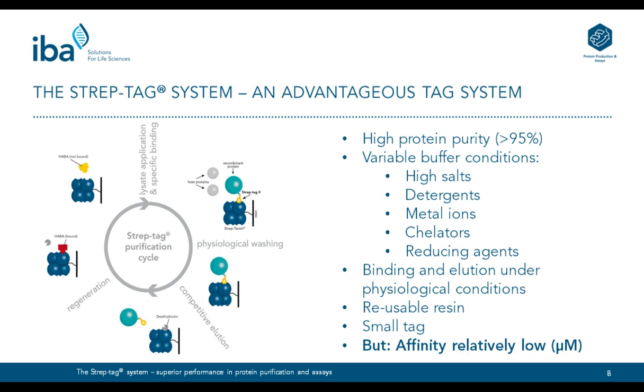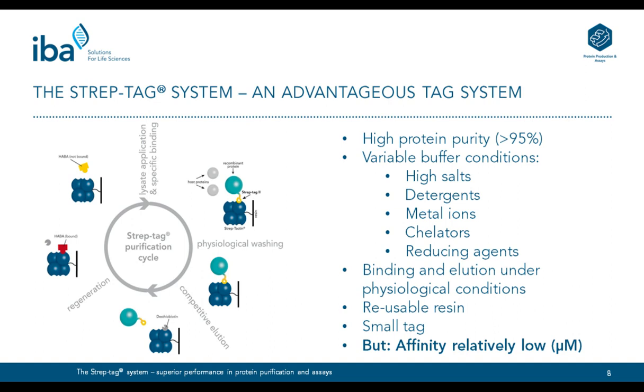The first component is the Strep-tag peptide, which is an 8 amino acid long peptide that can be fused to your protein of interest. The second component is Strep-Tactin, which is a re-engineered streptavidin that has an increased binding affinity to the Strep-tag compared to streptavidin. And what happens, you can use this tag system in order to purify your proteins.